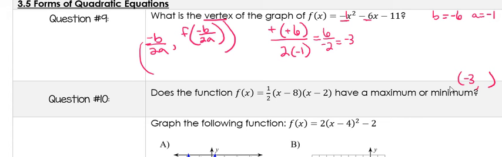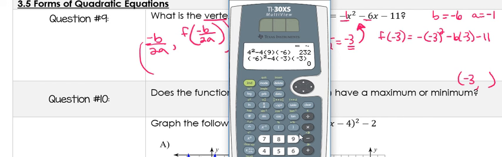Okay, so that's the first part of my coordinate. Now I'm going to take this answer and plug it into this function. So I'm going to have f of negative 3, which is going to equal negative 3 squared minus 6 times negative 3 minus 11. What I can do here is pull up my calculator and just type that in. So I have negative 3 squared, minus 6 times negative 3, minus 11.